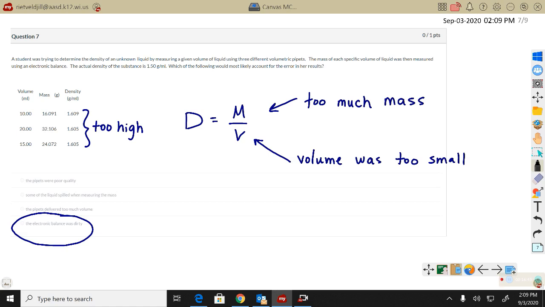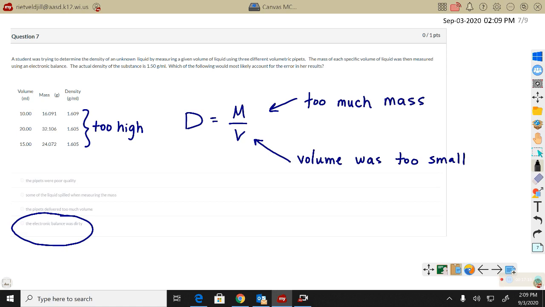Density of an unknown liquid by measuring a given volume of liquid using 3 different volumetric pipettes. A volumetric pipette is just a pipette. Like, do you remember those little squeezy plastic pipettes? But it's got little markings on it so that you could suck up certain volumes. Often we just use generic pipettes in the lab, but there are some that have little markings on it so you could purposely suck up 2 milliliters or whatever.